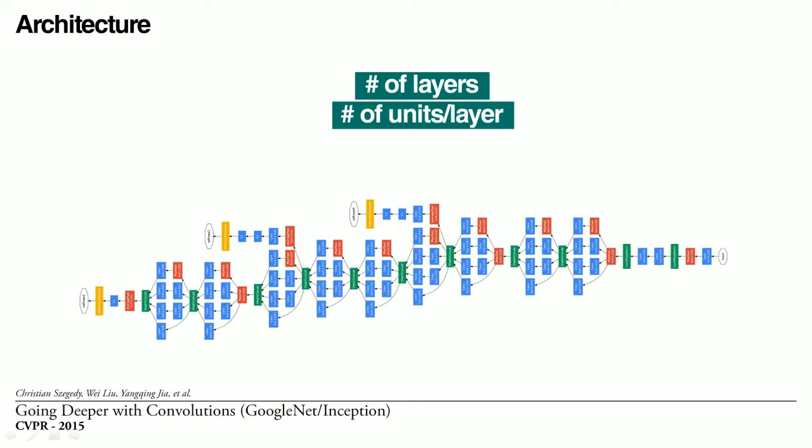First, the most obvious one is the number of layers and number of units per layer in a network. And this is really highly dependent on the data and how non-linearly solvable your problem is. You can go as deep as you want. This specific network has 27 layers.